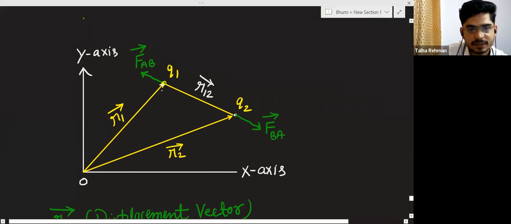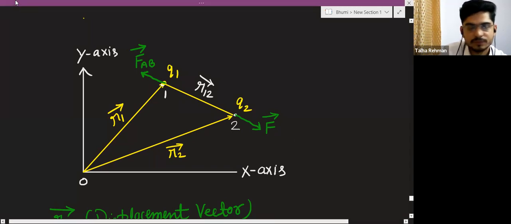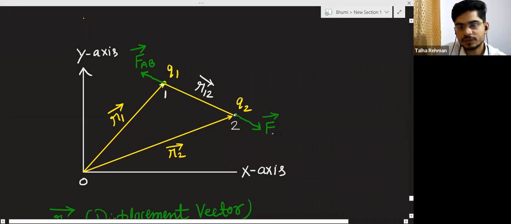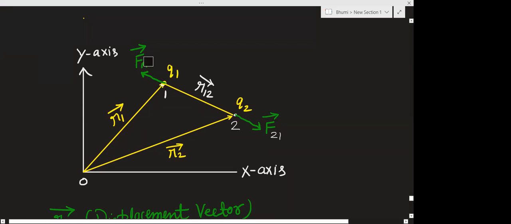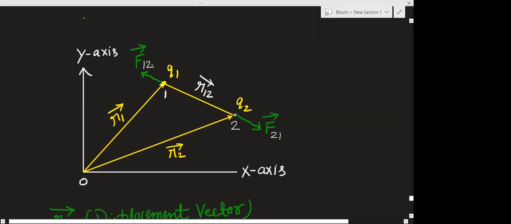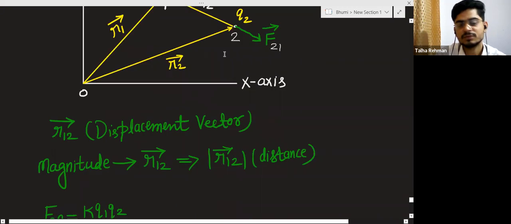I am writing this as position 1 instead of A. This is position 2 instead of B. So this will become F21. Please write it down again, because this will be easy for you. F21, and instead of A or B, I am writing F12. Now you will see what will happen. Okay, this is F12. You should modify this.